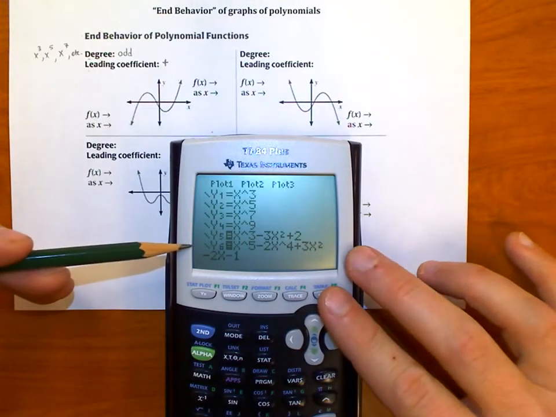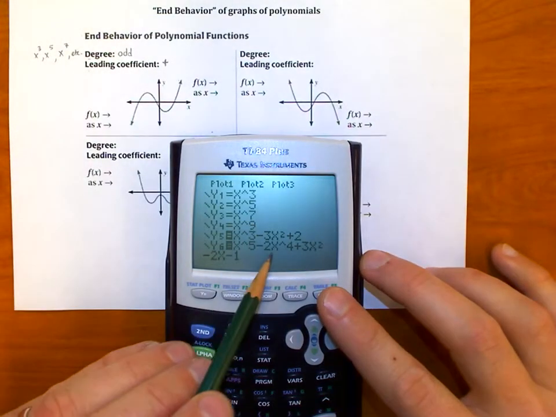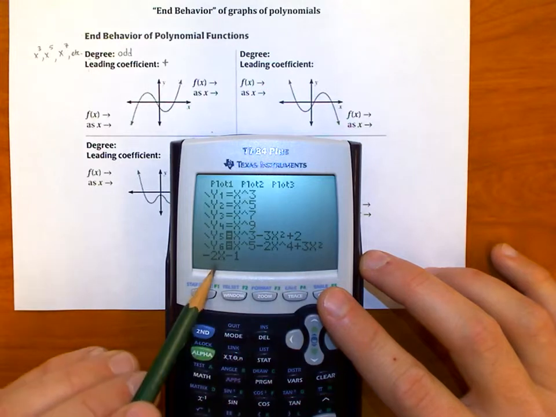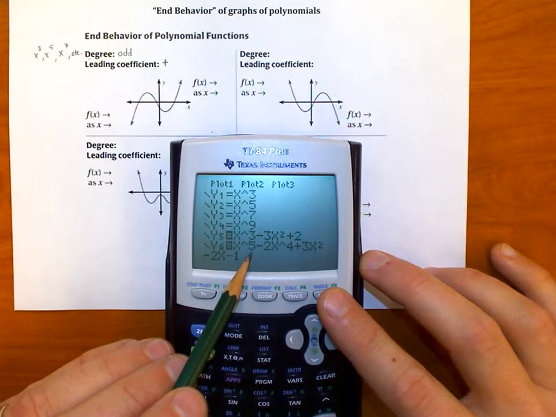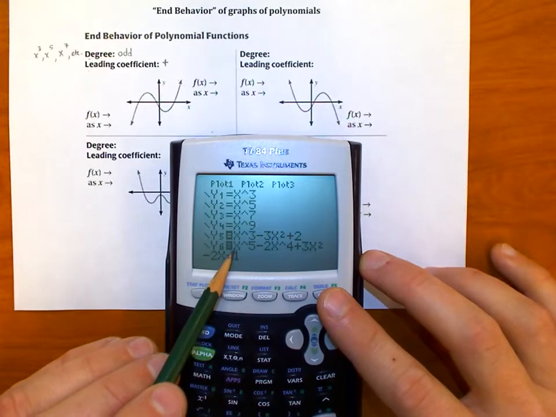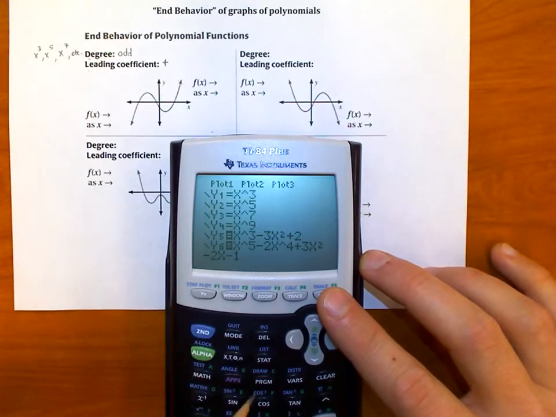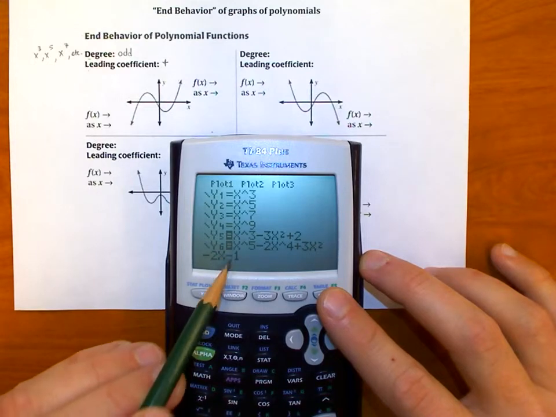That looks like a pretty complicated equation, right? X to the fifth minus 2x fourth plus 3x squared minus 2x minus 1, okay? That is a fifth degree polynomial because x to the fifth is the highest power. Furthermore, it is a positive x to the fifth. So it's going to look like an S curve. It might just have some more stuff going on in the middle.